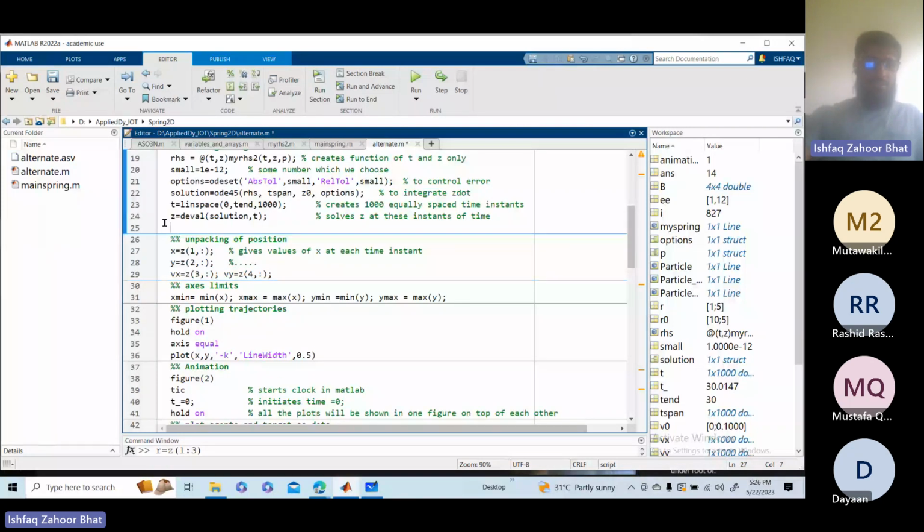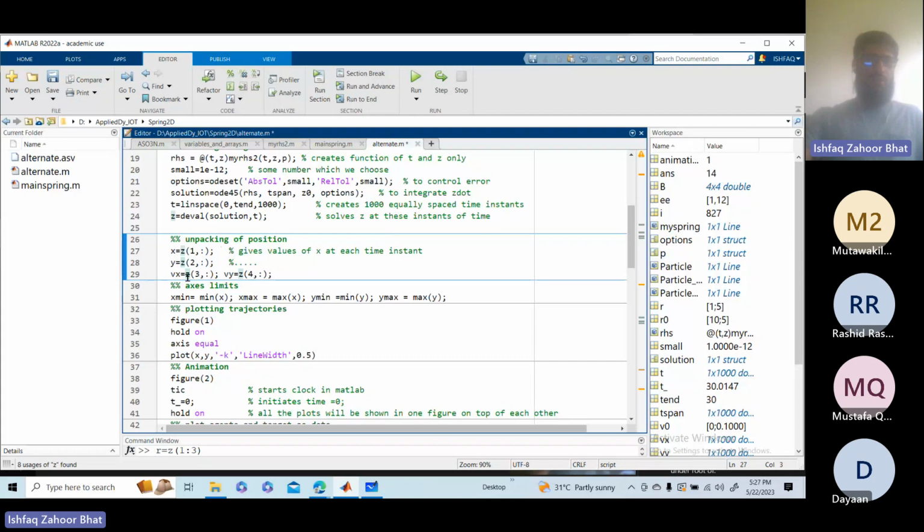Basically, now this Z is not a 4x1 vector. This is actually a matrix which is a 4 by 1000 matrix. This Z, whose first row represents the X component position at different times. So this X is not a single value, it is a row vector. So there will be 1000 values of X. The first value represents the X position at t equal to 0, and then t equal to t1, t2, t3, up to t1000.